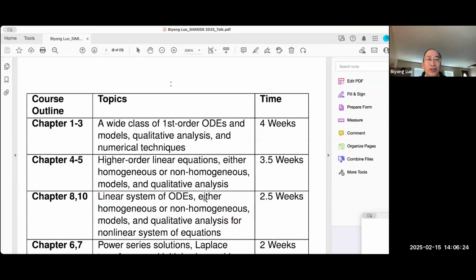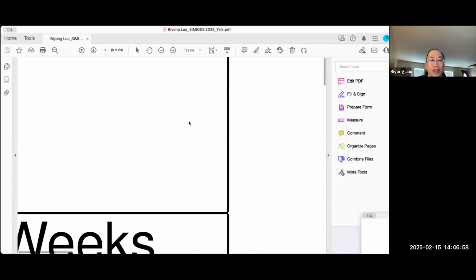Next are chapters 4 to 5: higher-order linear equations with constant coefficients, whether homogeneous or non-homogeneous, and the related models and quantitative analysis. Then chapters 8 to 10: linear systems of ODEs, either homogeneous or non-homogeneous, models, and quantitative analysis for nonlinear systems. Next, we have chapters 6 and 7.